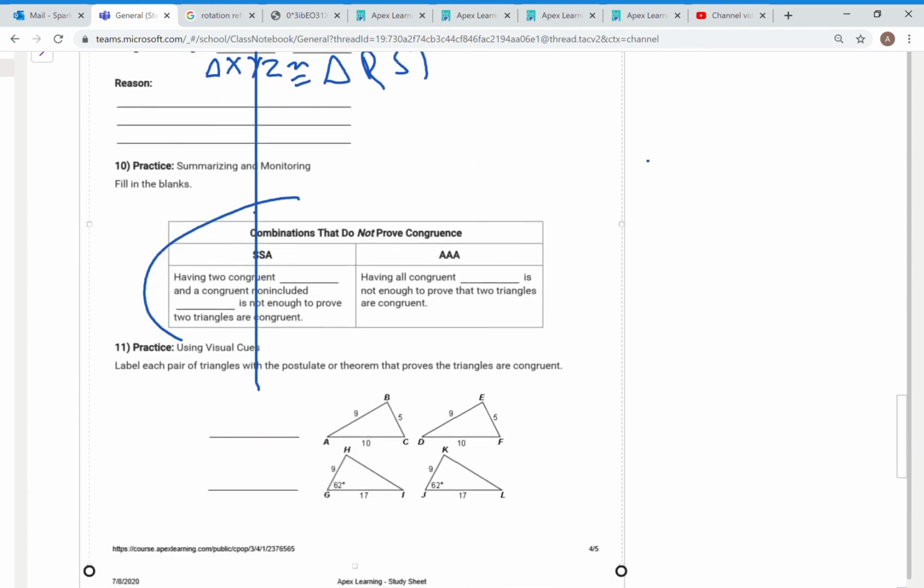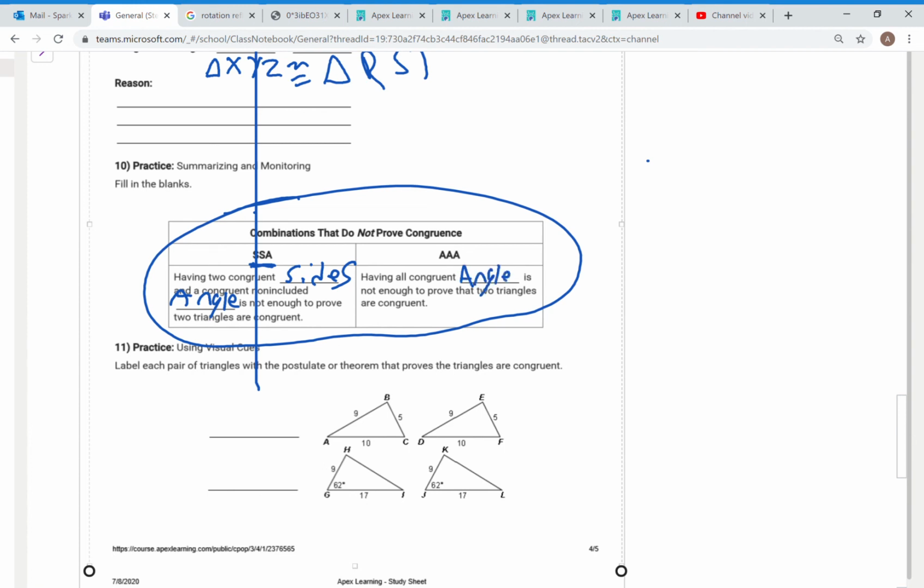These are the combinations that do not prove. So these fail. I've already talked about that one. Okay? If you have two congruent sides and a non-congruent angle, and if you look at that backwards, you get a donkey. You get an inappropriate word. We can't do that. I'm not going to get in trouble with the school board for teaching you inappropriate things. So if you get this, you've done something wrong. Having all congruent angles, angles are not enough. You need at least one side to prove something is congruent. Okay?